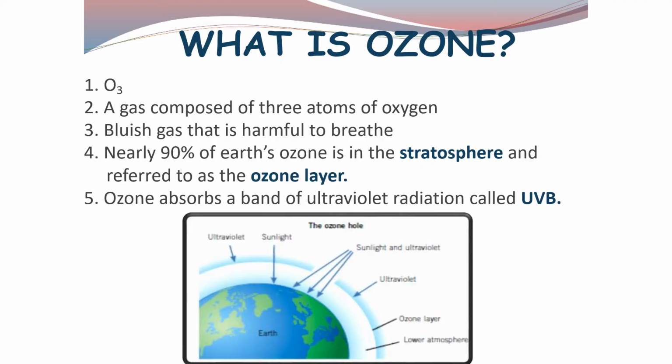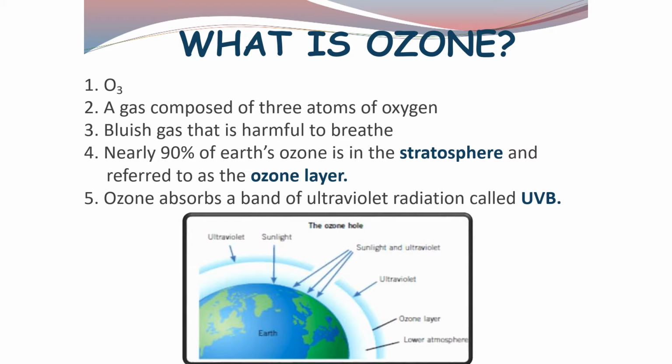What is the ozone layer? First, you see O3 written, and there are 3 atoms present in this ozone molecule. Secondly, it is a gas composed of 3 atoms of oxygen, as the formula indicates. Thirdly, it is a bluish gas that is harmful to breathe.